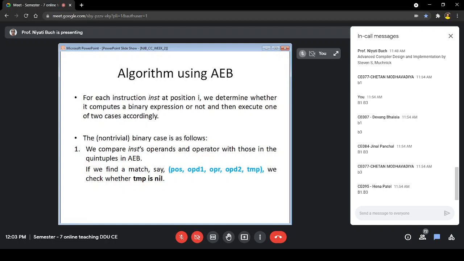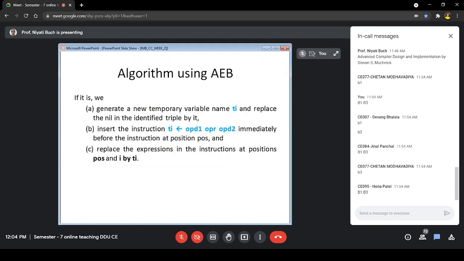Now, if we find a match, we have to check if the temporary is nil or not. So this is something new. Initially, when we are talking about any expression, it will not have a temporary assigned. We are not going to store its result into a temporary. Only when it is necessary, we will make a temporary and store the result into it, maybe T1, T2, and so on. So this is the first thing we will do: whenever we have any instruction, we will try to match it in our AEB.